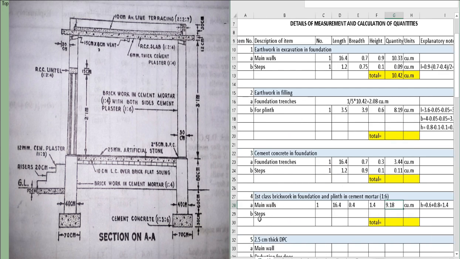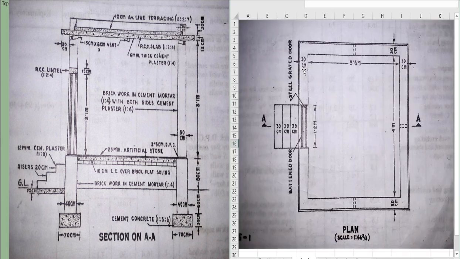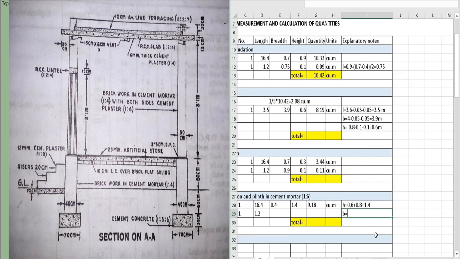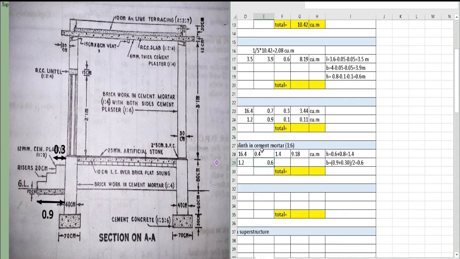Now our next step is to do the estimation for the steps. The length is always 1.2 meter for the step, that is this portion is 1.2 meter. And for the breadth, we can see that this lower portion is 0.9 meter and this upper portion is 0.3 meter. In such case, we can directly take the average of these two. Our width equals 0.9 meter plus 0.3 meter divided by 2. That means the average of these two, that is 0.6 meter.